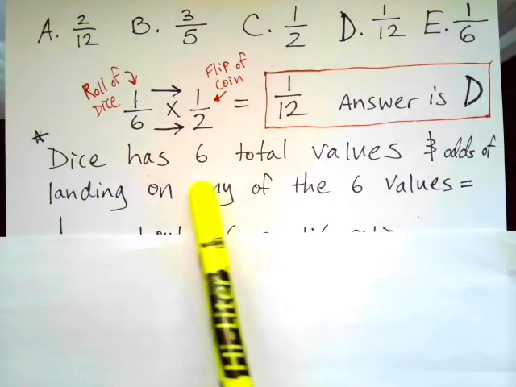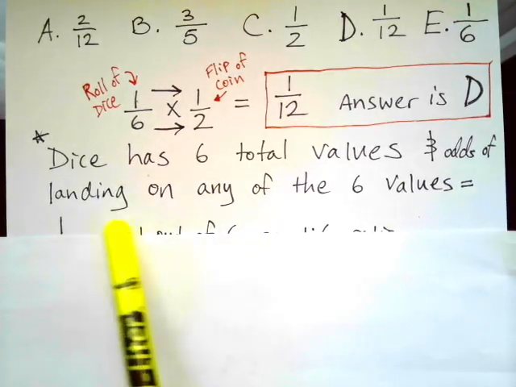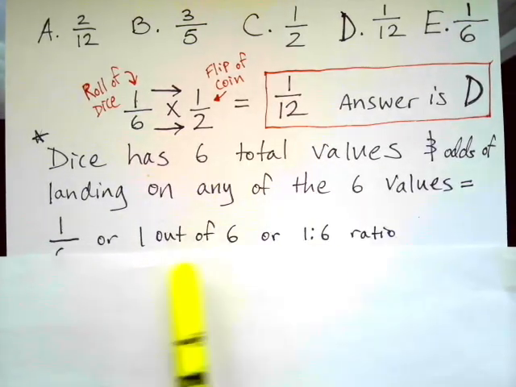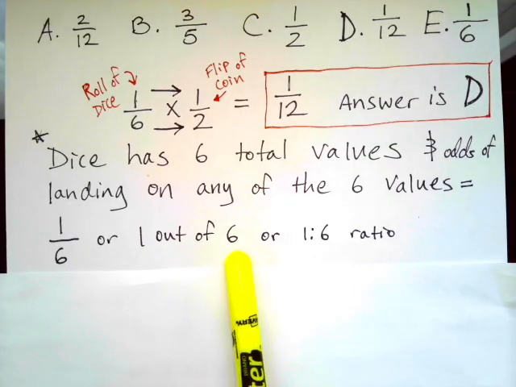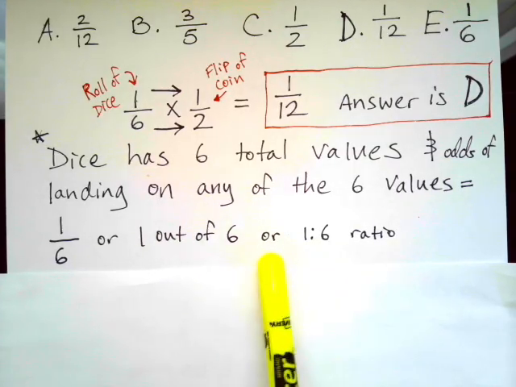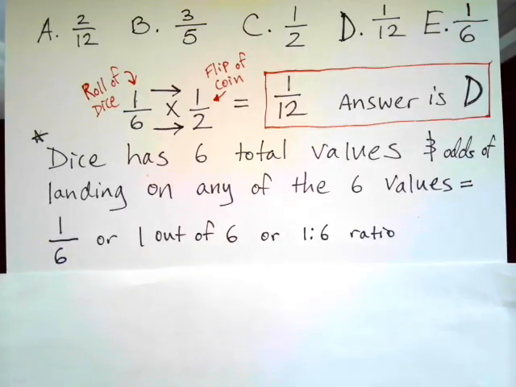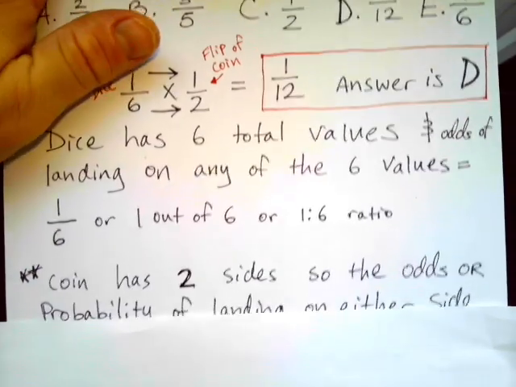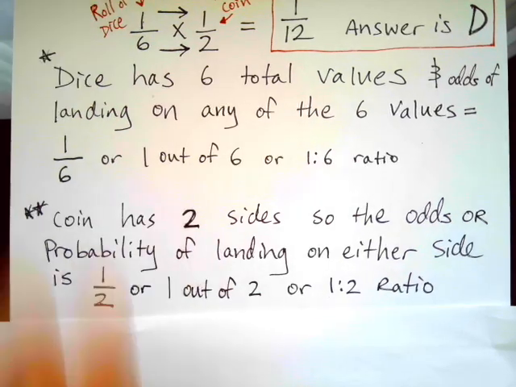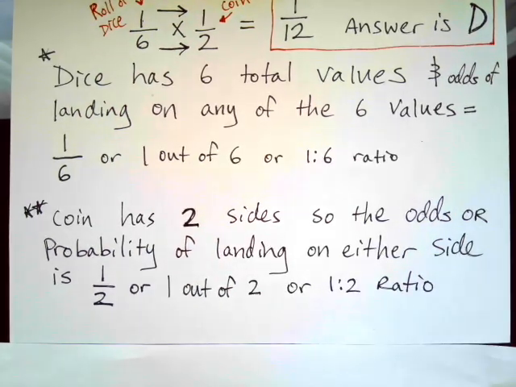So here, a dice has 6 total values. The odds of landing on any of the 6 values is 1 out of 6, or 1 out of 6, or 1 to 6 ratio. All of these are equivalent to each other. And then finally, I'm writing this out so you can have this. This is a video. Take your time, rewind, pause, watch it again if you need to. The coin has 2 sides, so the odds or the probability of landing on either side is 1 out of 2, or 1 out of 2, or 1 to 2 ratio.